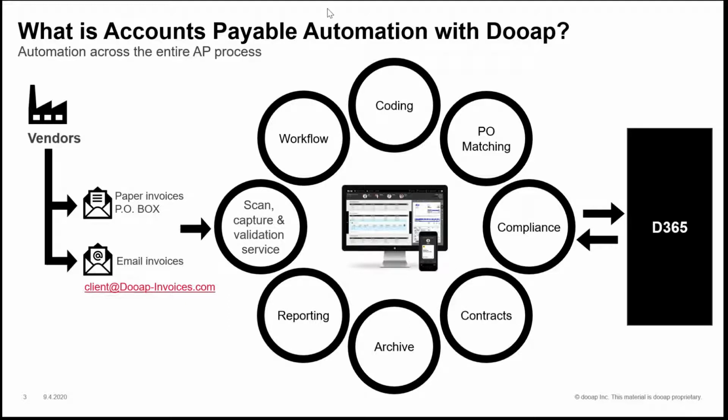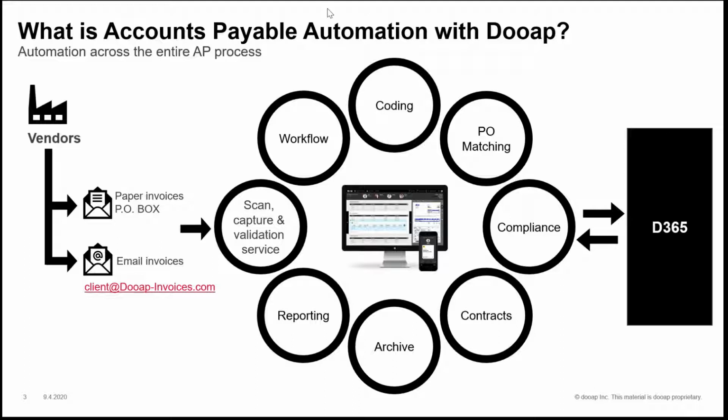Upon import into Dooap, we provide fully automated and customizable workflows, coding for non-PO invoices. We also include PO matching, so two-way and three-way PO invoices. We offer reporting through Power BI, and as part of the implementation process, we provide a comprehensive set of reports for the team to use. One of those reports includes a fast close, to be used at the end of the month.